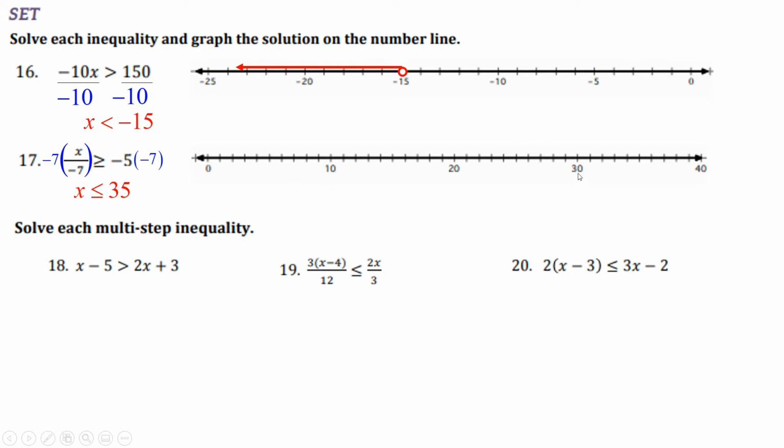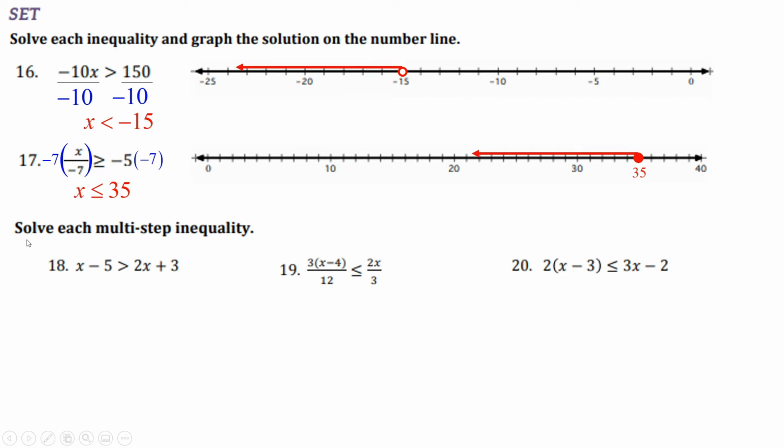Where's my 35? 30, 31, 32, 33, 34, 35. I think it's right there. And less than or equal to, that's a solid dot. Less than, everything to the left. There you have it. Wow, right on.